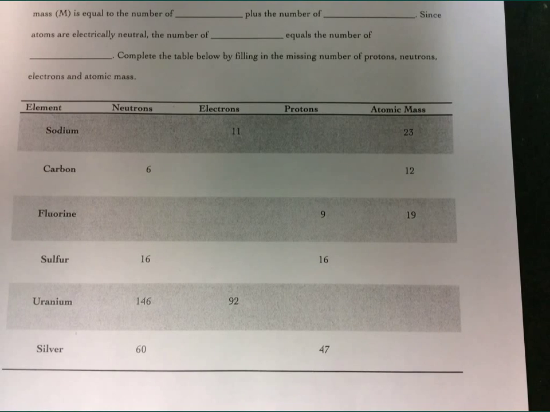Sodium has 12 neutrons. How do you know? 23 minus the number of protons. How do you know the number of protons? Same as the number of electrons because atoms are neutral.